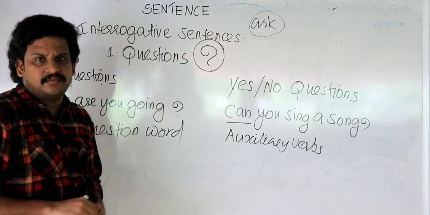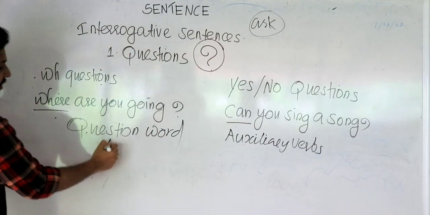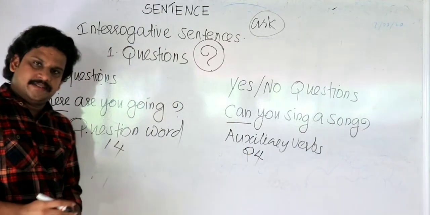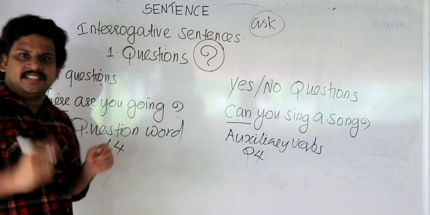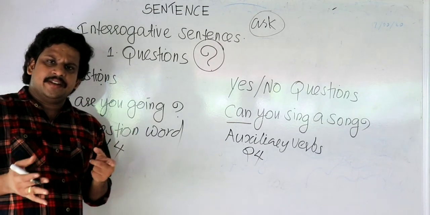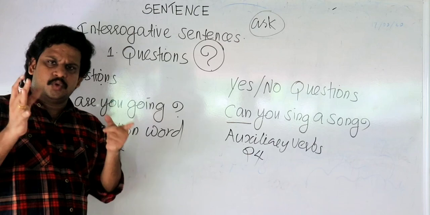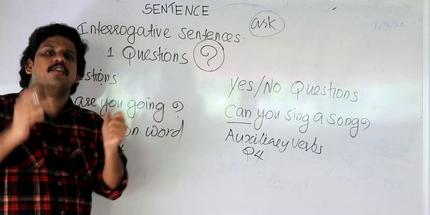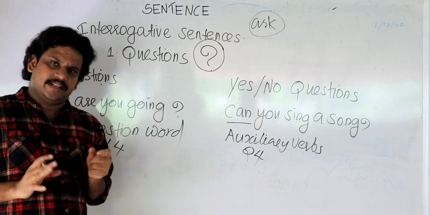There are 14 question words in English and 24 auxiliary words in English. The 14 question words: what, which, where, when, why, who, whose, whom, how many, how much, how long, how far, how often. These are the 14 question words in English.